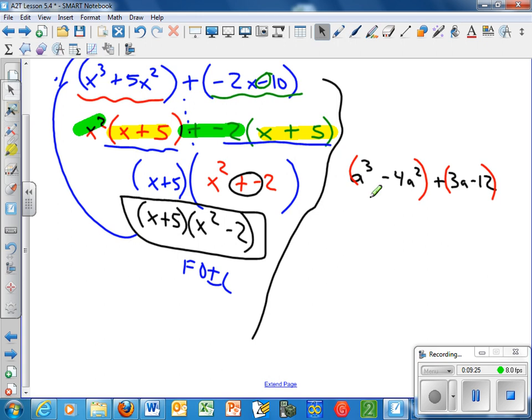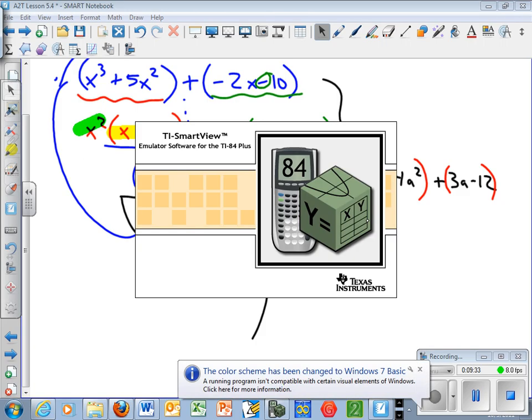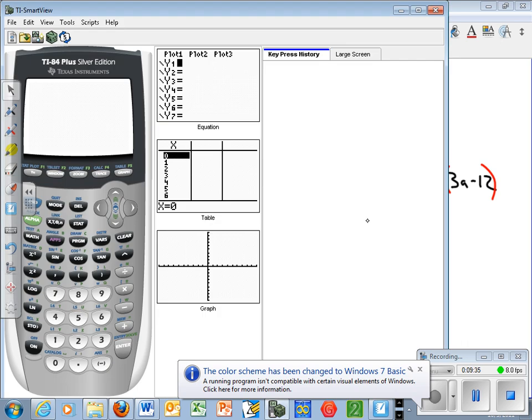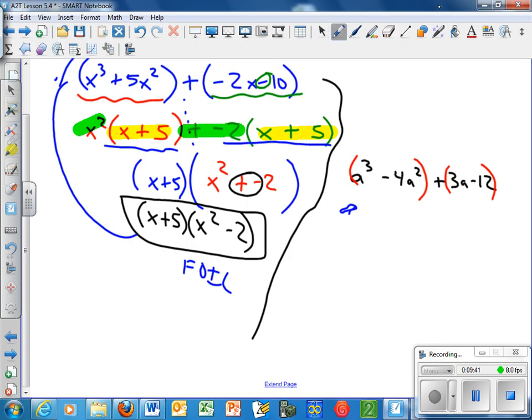Now I can take out an a squared from these first 2 terms, and I'm left with a minus 4. Okay, if I factor a squared out of these 2 terms, over here I'm going to take out a 3, and I'm left with a minus 4.